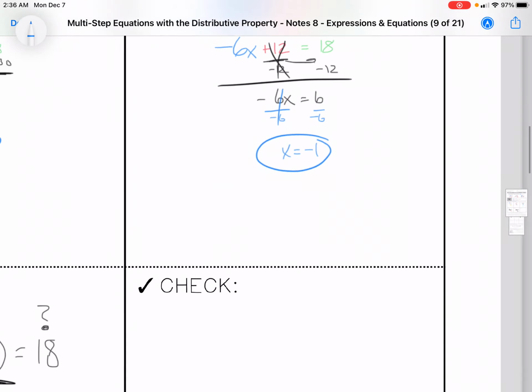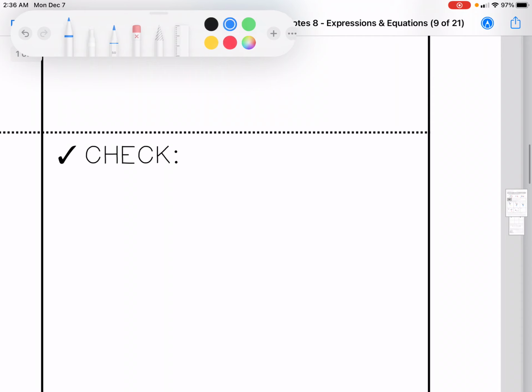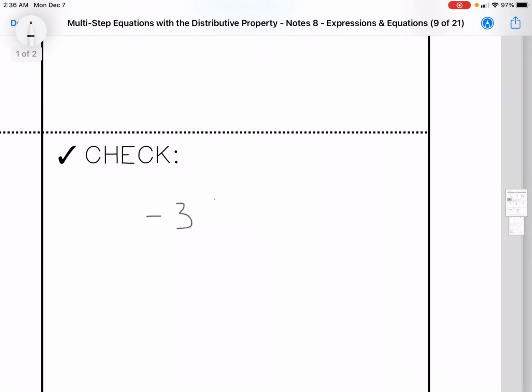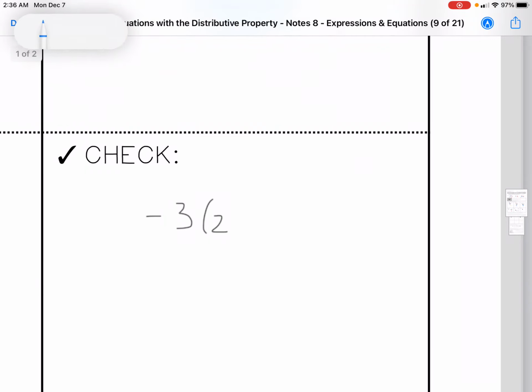Okay. To check your answer, you just plug that in to where x was in the equation. -3 times 2. Plug that in. It was -1.